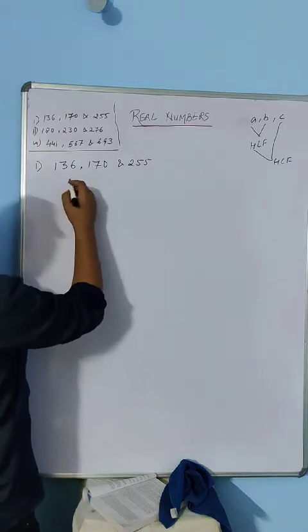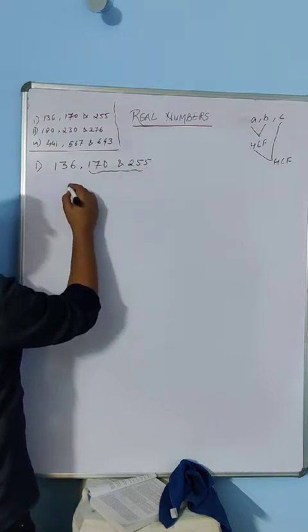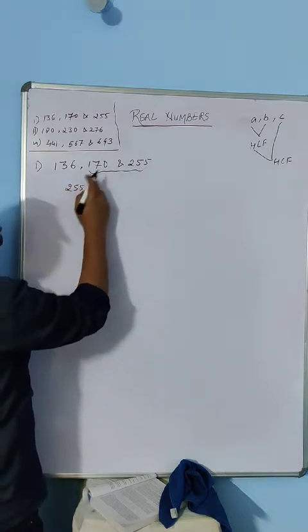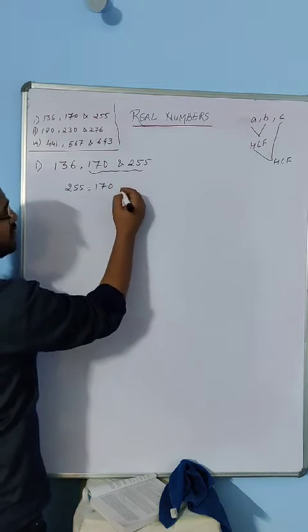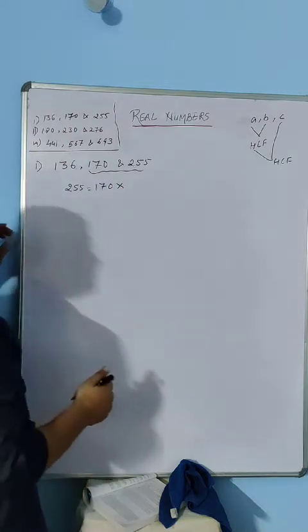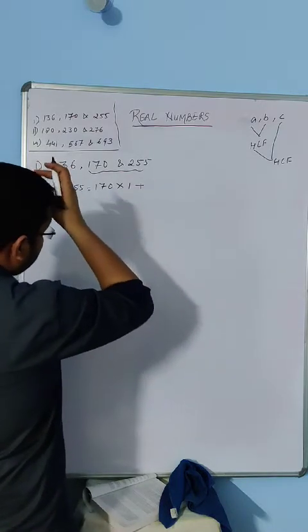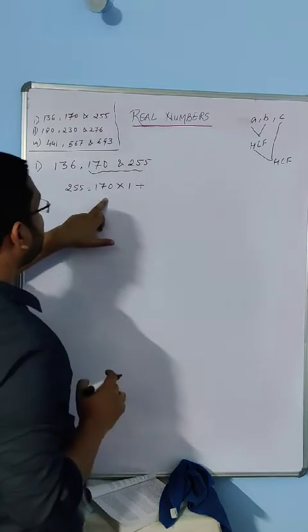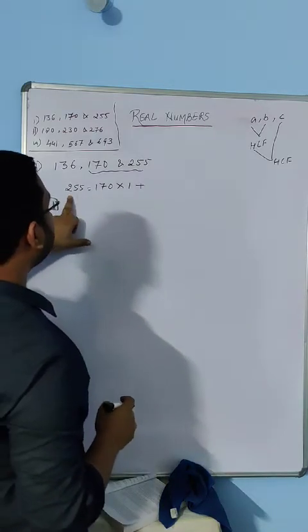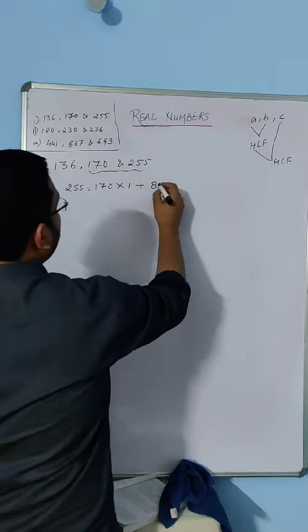As you all know, out of these two numbers, the greatest number is taken as the dividend. So 255, so dividend is equal to divisor, the smaller number, into quotient. Now if I divide 255 by 170, it goes one time, and the remainder comes 30 from this side and 55 from this side, it goes 85.